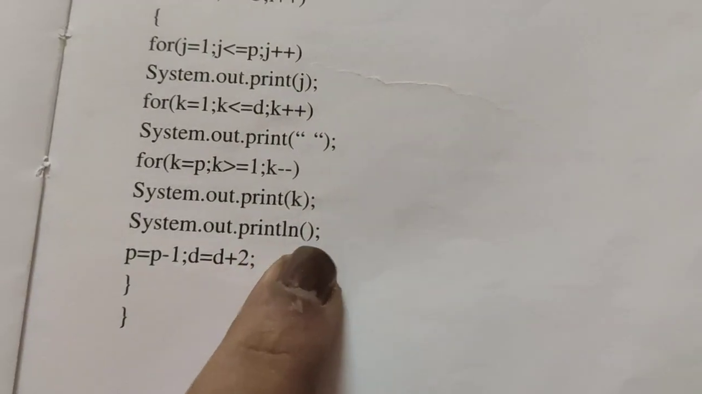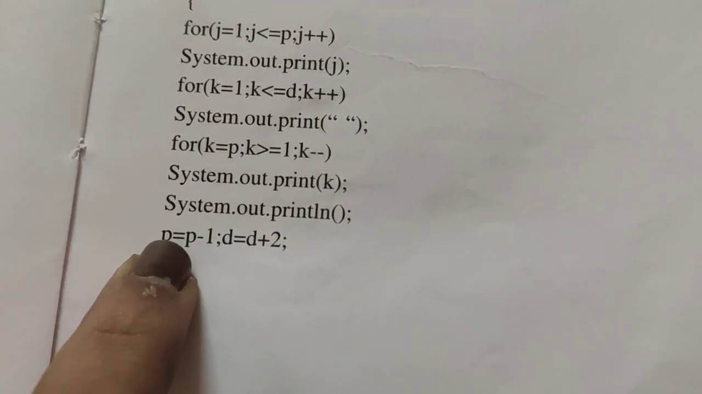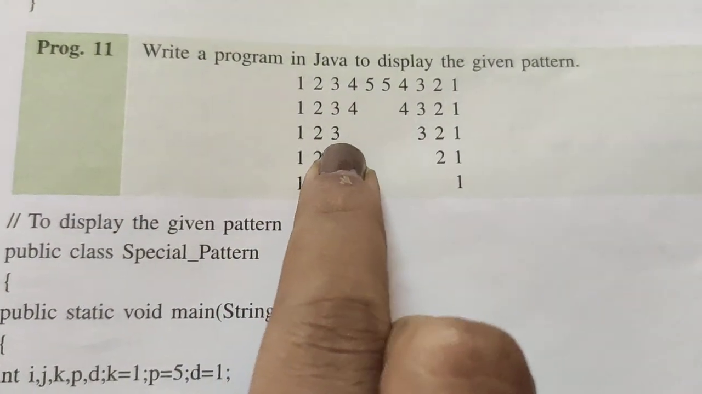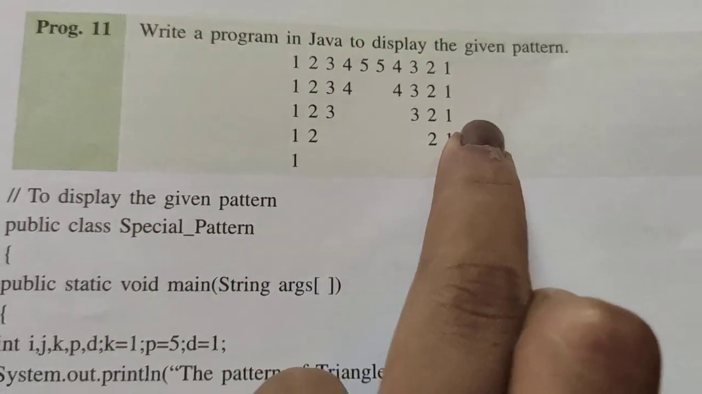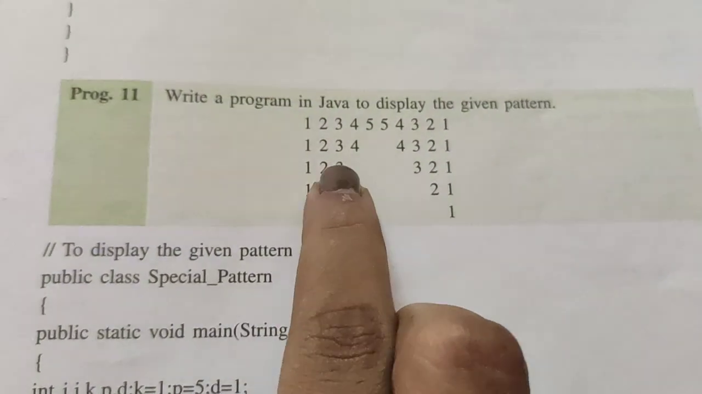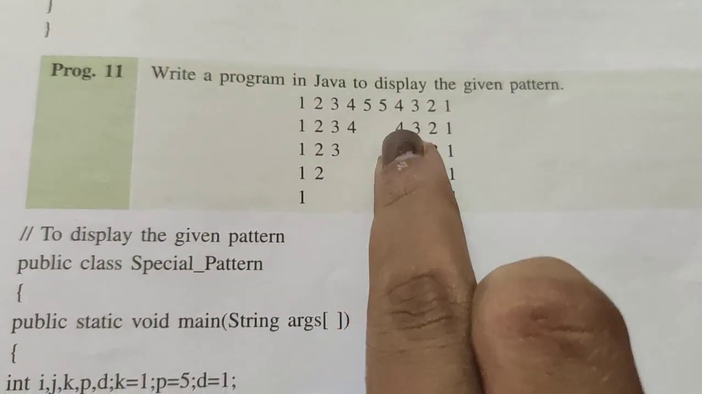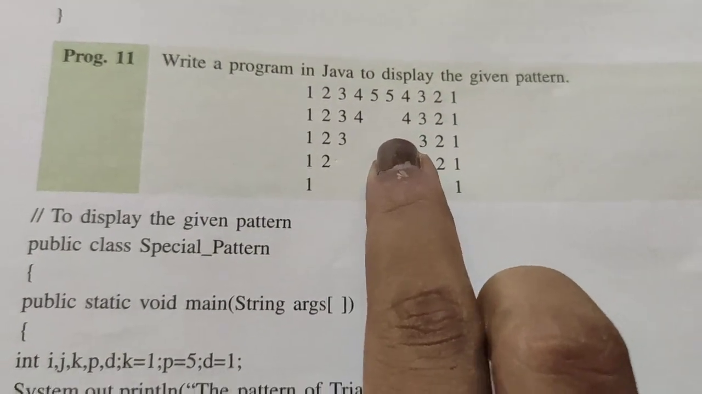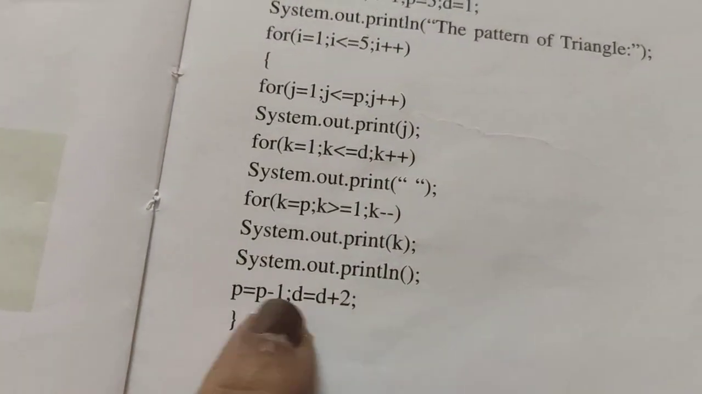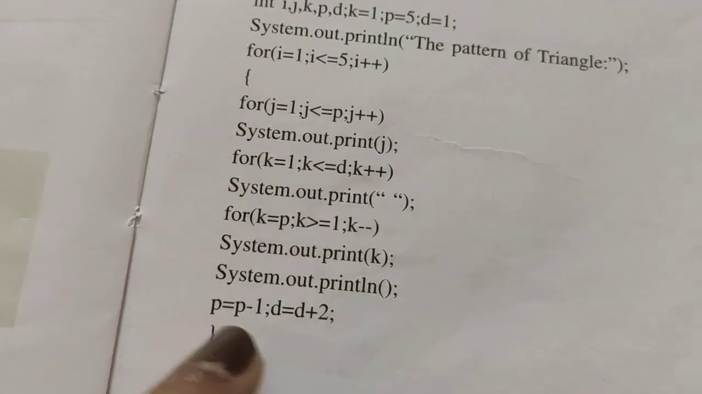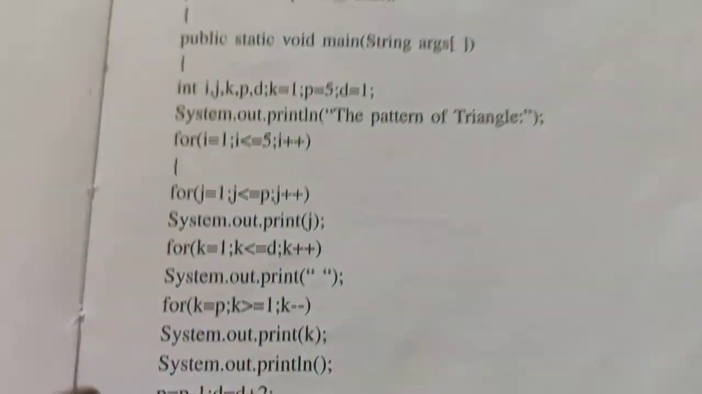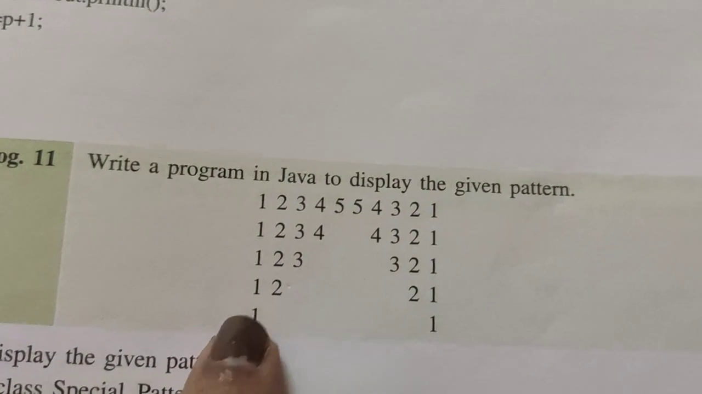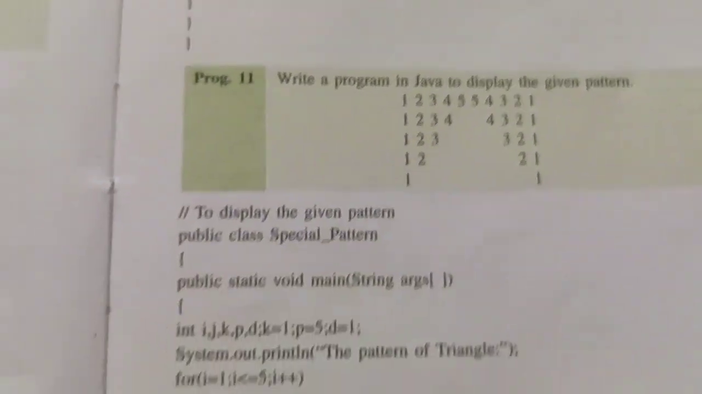After that it will go to the next line, and again we are going to decrement p, because here we are going to print only till 3, and start from 3, and d is equal to d plus 2 again. Here, instead of 3 blanks we are going to add 2 more blanks, so we need 5 blanks here, so the value of d will be 5 here. Okay, so this keeps on going until you get the value 1.